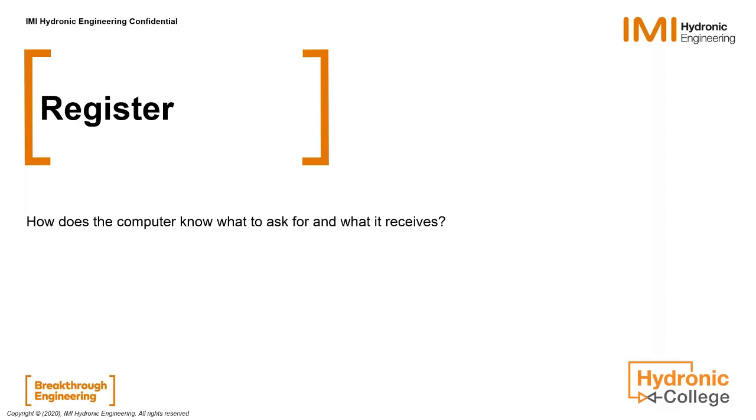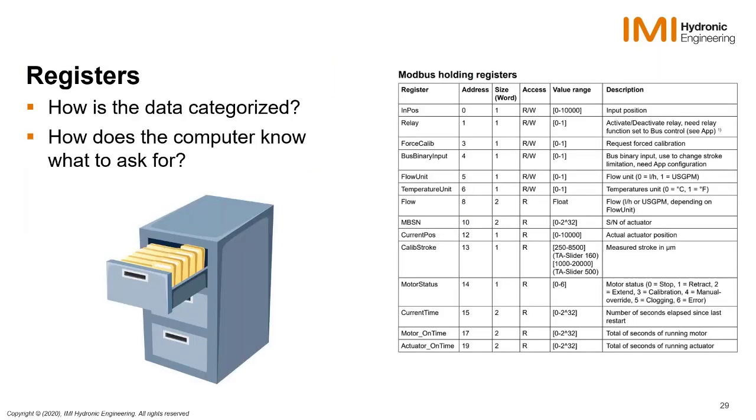The third question we had was, how does the computer know what to ask for and what it receives? And this is called registers, or Modbus registers. And I have two questions on this chapter here. So how is the data categorized and how does the computer know what to ask for? And on the right here, I have Modbus holding register for TA-Slider 160. And I will explain how this works and how you read it.